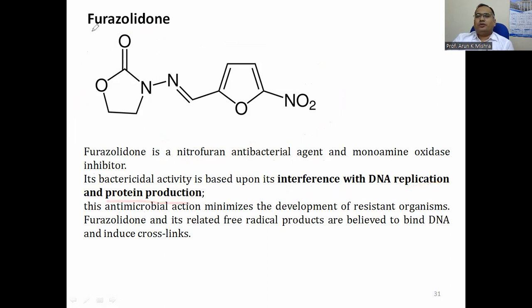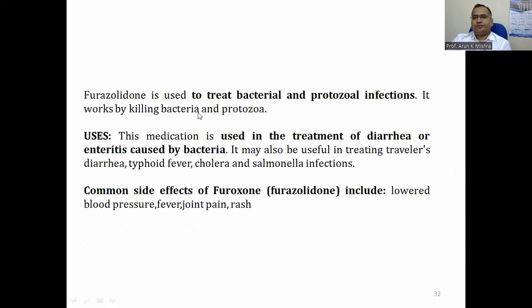तो जब फ्यूराजोलिडीन को दिया जाएगा किसी पेशेंट को, तो इसके नाते बैक्टीरियल डीएनए का रेप्लिकेशन इनहिबिट हो जाएगा और बैक्टीरियल प्रोटीन की सिंथेसिस इनहिबिट होने लगेगी, और due to inhibition of the bacterial protein synthesis and due to inhibition of the DNA replication process, the further growth of bacteria will be stunted. Furazolidone and its related free radical products are believed to bind DNA and introduce cross-linking, which is the causative agent to prevent the further growth of bacteria and ultimately leads to the death of bacteria.